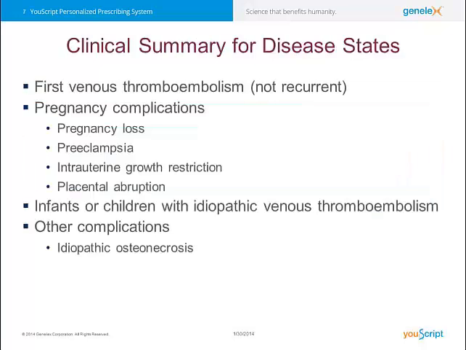These mutations are most strongly associated with a first venous thromboembolism, or VTE. Association between recurrent VTE and these mutations has not been established. Other disease states associated with the Factor V Leiden and Factor II mutation include pregnancy complications and more rare complications such as idiopathic osteonecrosis.